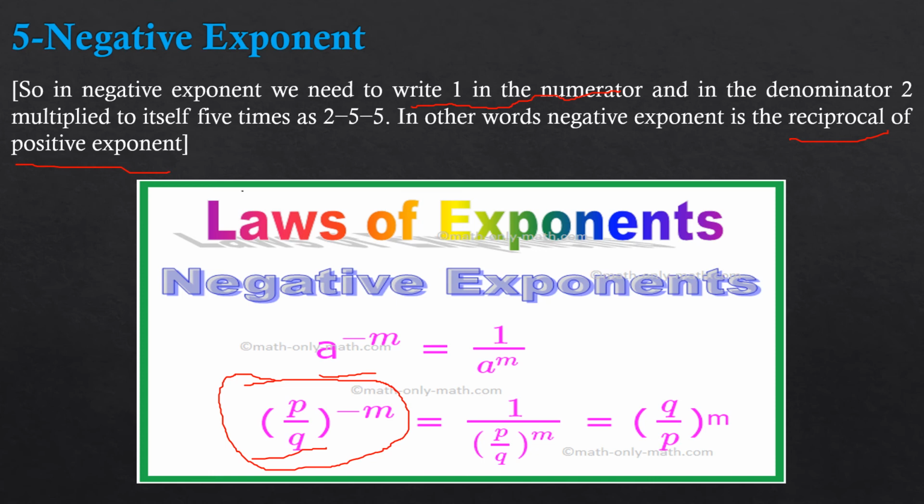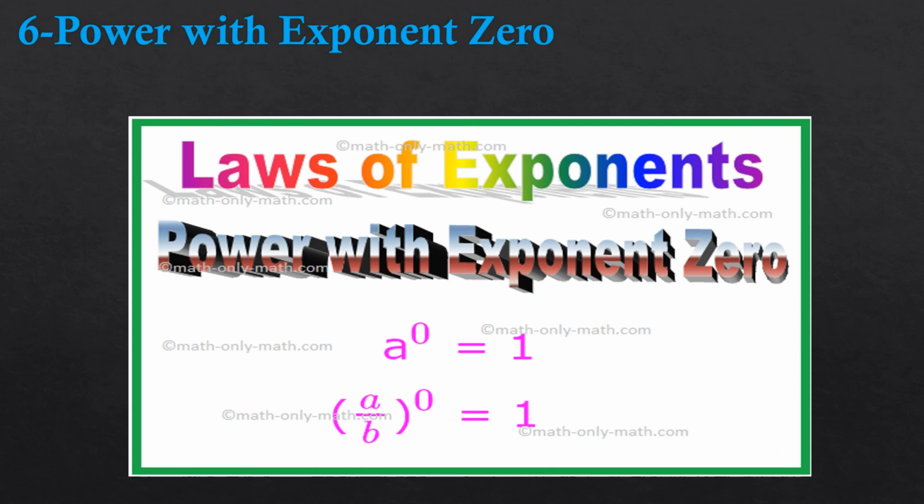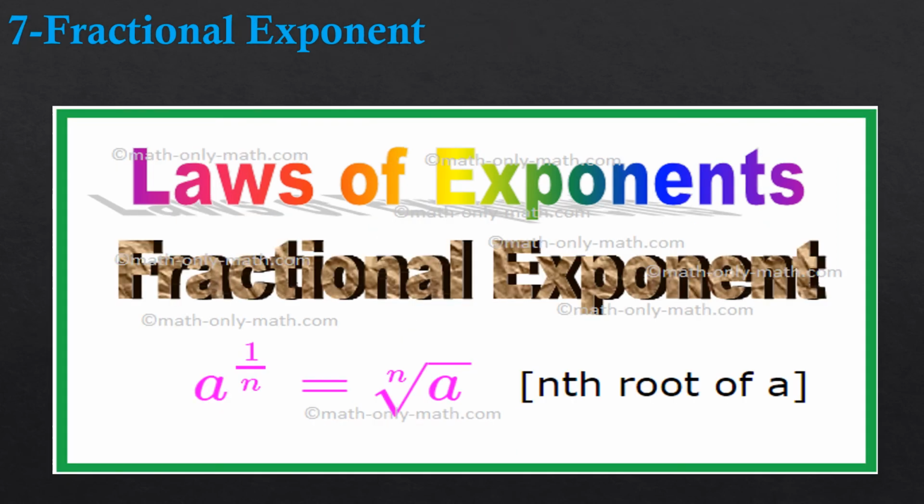Or you can use another way: take the reciprocal, to change their places, to change p to the denominator and q to the numerator. So here it is, q over p. Number 6, power with the exponent 0. Whenever it was power 0, it equals 1, and also if we have a division, it equals 1. So here it is, the last law.